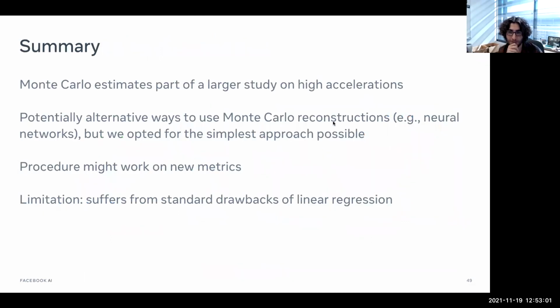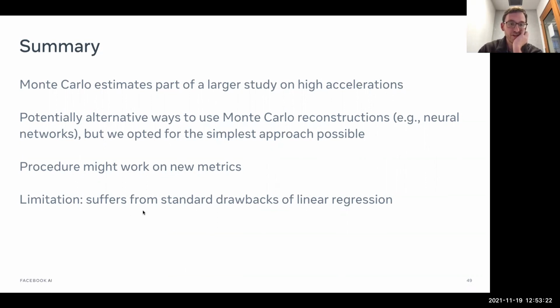Okay. Yeah, so last thing I want to note is this is just part of a larger study on high accelerations. There could be other ways to use these Monte Carlo reconstructions. Like you could maybe use the different ones with a neural network, but we just use the simplest approach possible. And you might be able to apply it to new metrics.